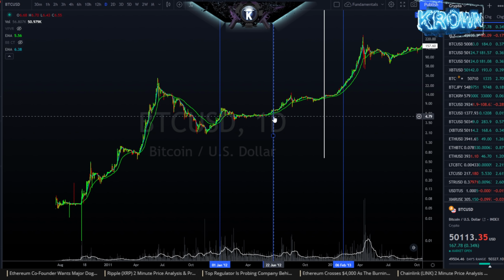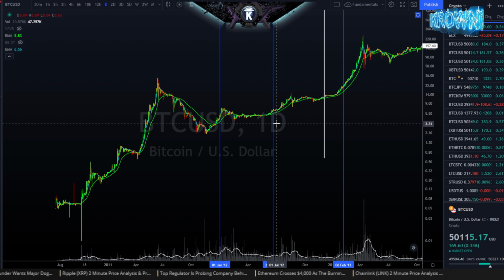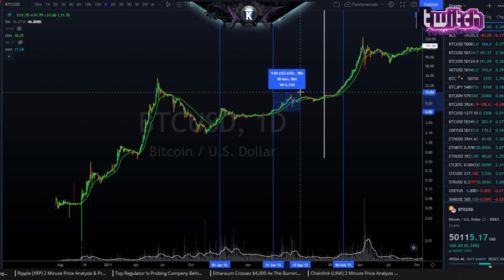We get the same signal over here as well. You could say that that's about the same as well from this signal to that signal. It's 150%.